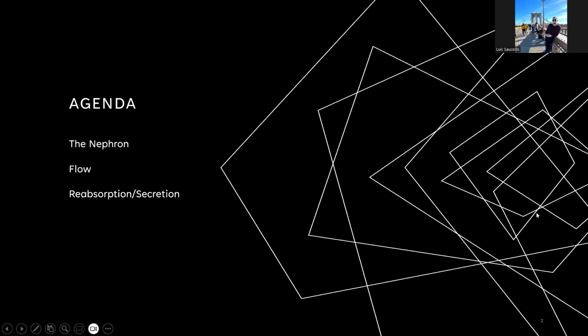So the agenda, I'm going to talk about just the nephron, some of the anatomy of the nephron, a little bit of the physiology, kind of like the functions. I'll talk about the flow of basically our urine, or our fluids becoming urine. And then I'll talk about reabsorption and secretion, and kind of what those terms mean and where things get reabsorbed or secreted in our body as they move through the urinary system, specifically the nephron.